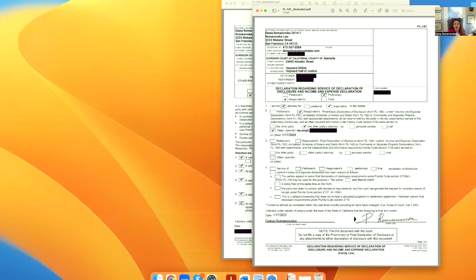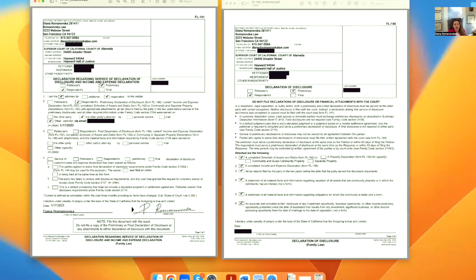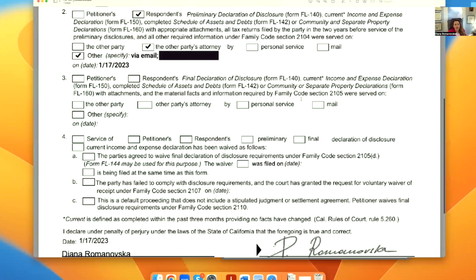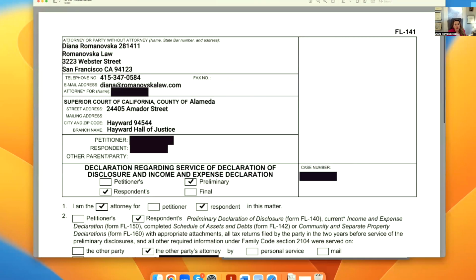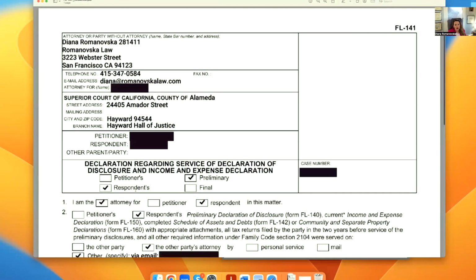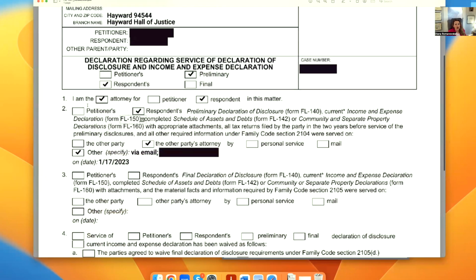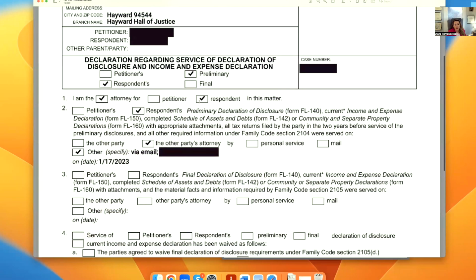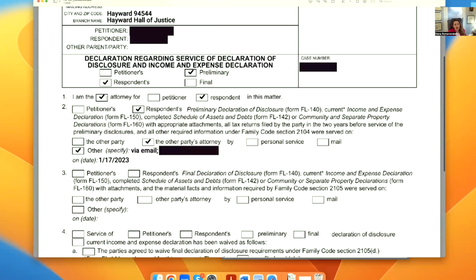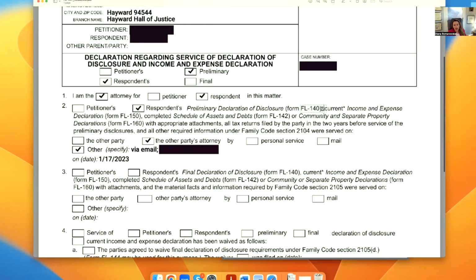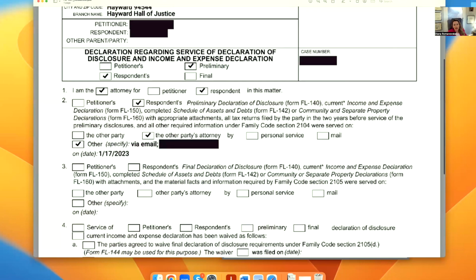Let me close this form. The only form that needs to be filed is this FL 141, and let's go over this form. So we have the same thing we usually have. We fill out the respondent's preliminary declaration of disclosure. I'm the attorney for respondent, or if you're not the attorney, then you uncheck that and say I'm respondent. And then respondent's preliminary declaration of disclosure, form FL 140, which is the form that is going to be next.